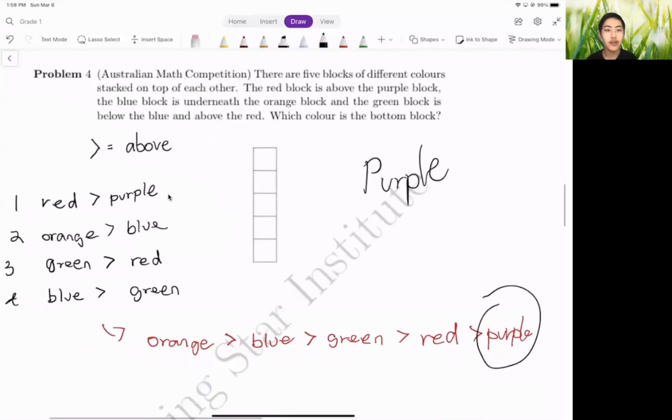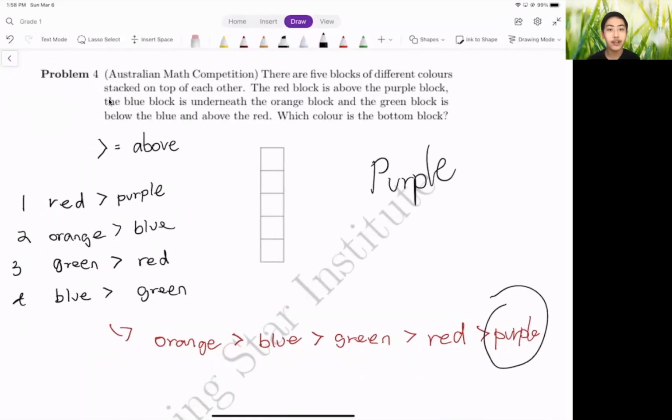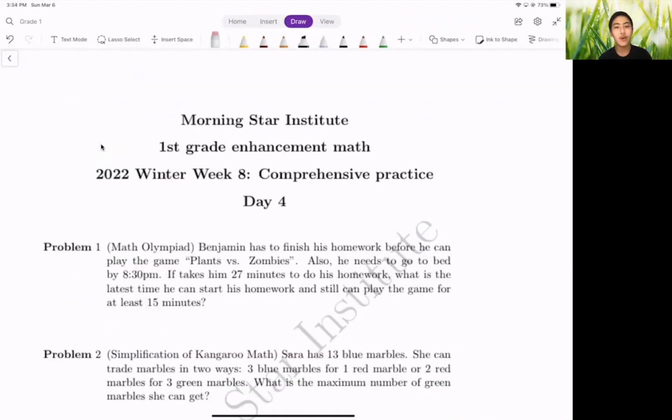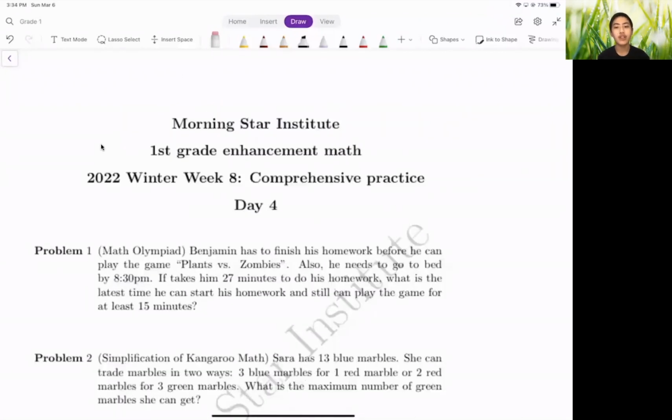So for this problem, you just had to label out the information that you have and play around with it until you find a sequence that matches. Day 4, problem 1. Benjamin has to finish his homework before he can play the game Plants vs.